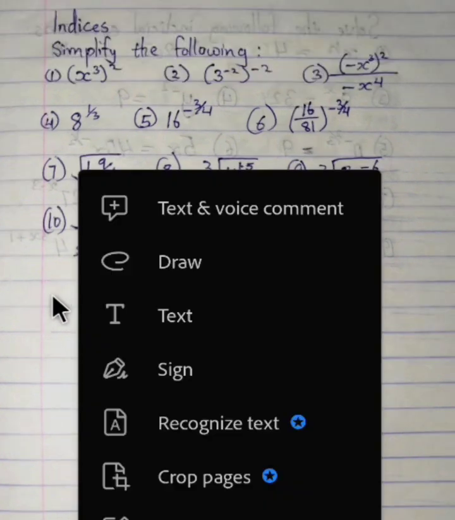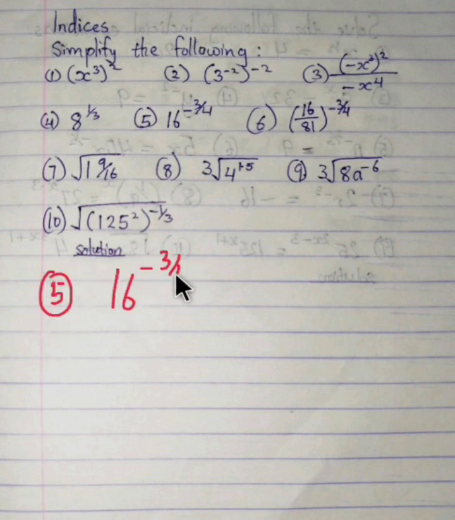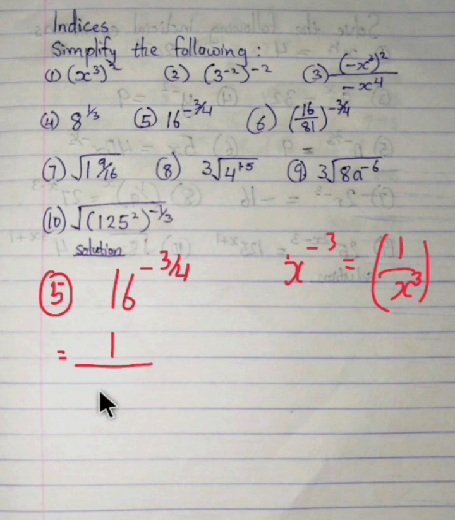Question number 5: we have 16 raised to power 3 over 4. Previously, we looked at negative indices and also fractional indices. From the previous videos, let's say we have x raised to power minus 3. It's going to be 1 over x raised to power 3. Now, here the first thing we are going to do is write this as 1 over 16 raised to power 3 over 4.